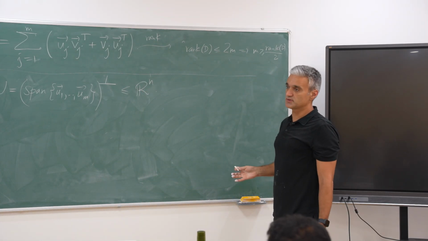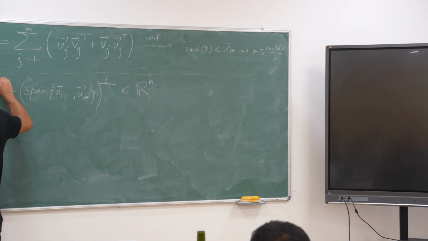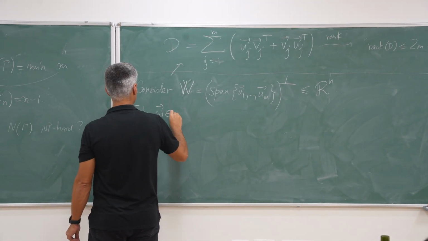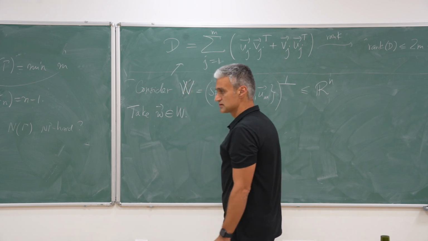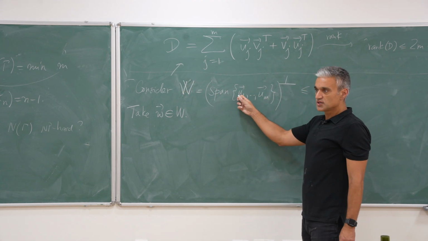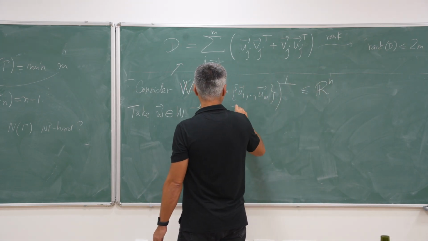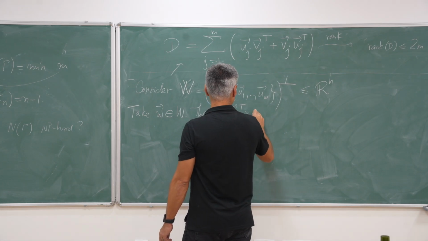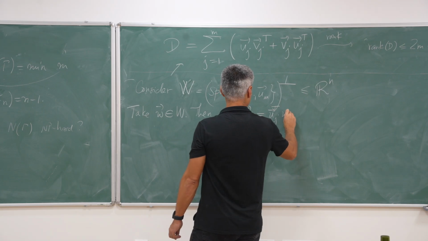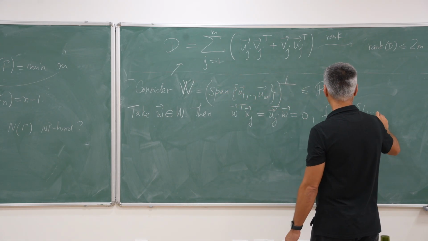And let's see what's so special about this space. What's the reason why I picked something here? Let me call it W for now. So take a vector w in W. Then w will be perpendicular to each of these u1, u2, um. Then w transpose uj equals uj transpose w equals 0 for j from 1 to m.